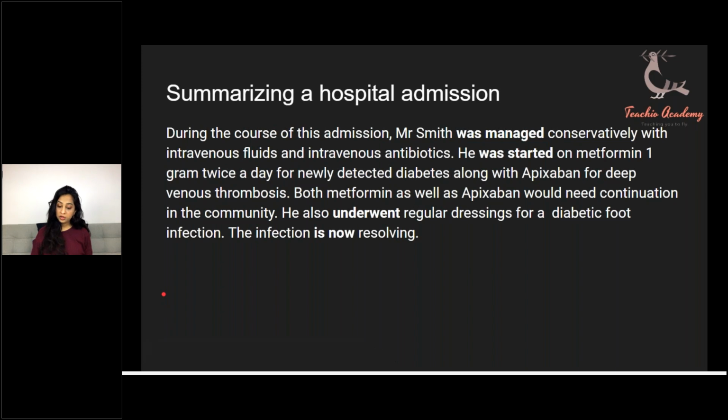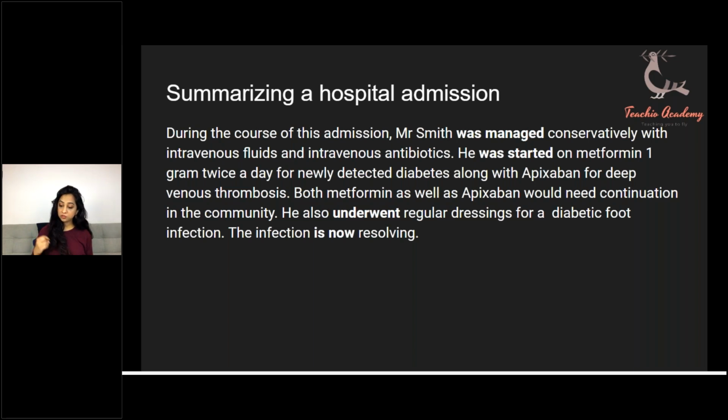When you're summarizing a hospital admission, the hospital admission and its summary happened in the past, so we're all using the past tense. During the course of this admission, notice that when we're talking about the course, we're using the term during. So during the course of this admission, Mr. Smith was managed conservatively. He was started on metformin. Whatever things happened during the admission, everything is in the past tense.